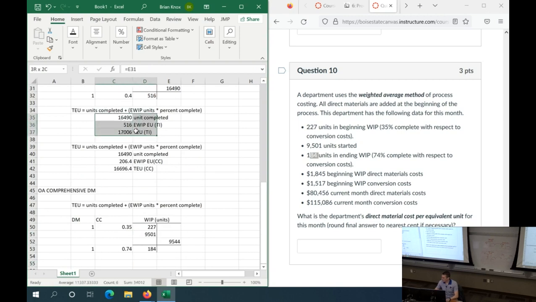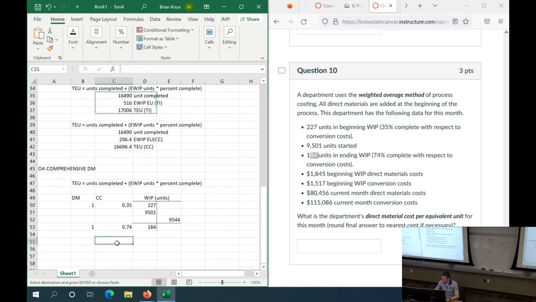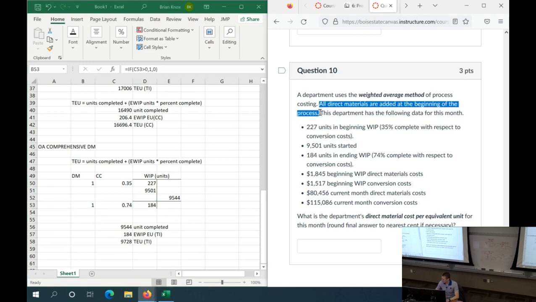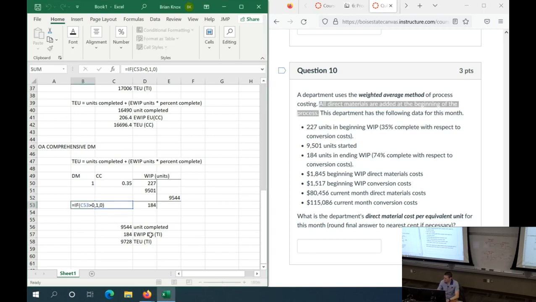And so I want to grab this and one more down. That should play nice. Okay, so units completed again is this 9544, which is beginning WIP plus started minus ending WIP. And then ending WIP is this 184 times the percent complete, which based on this one sentence here is 100% with respect to direct materials. And we're doing direct materials here, so.